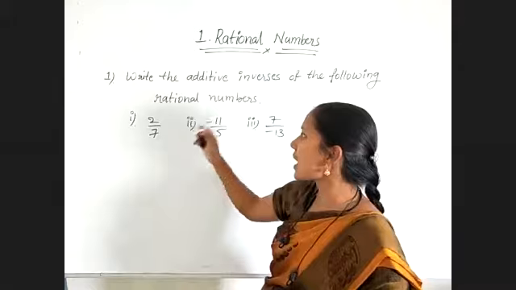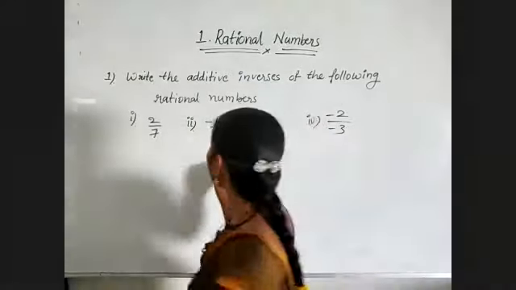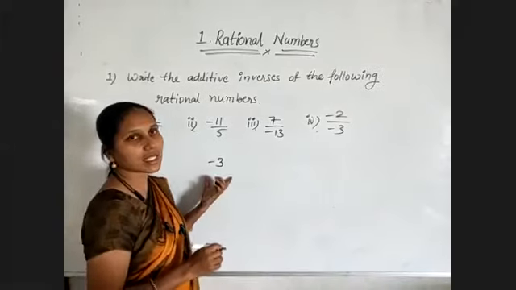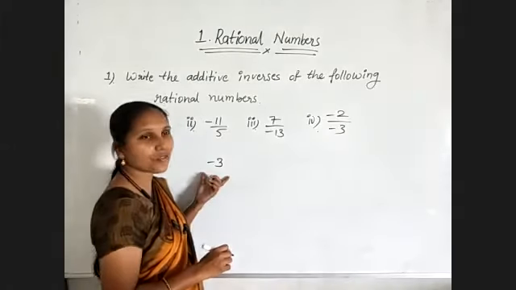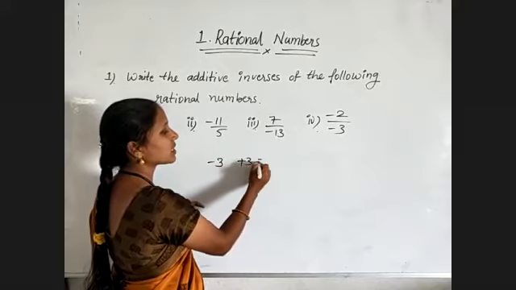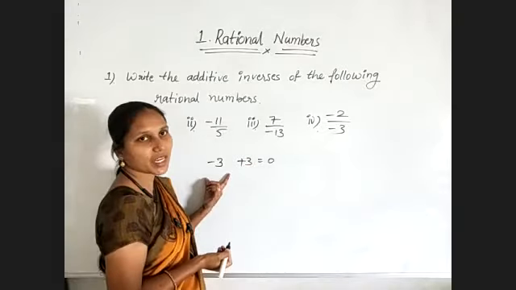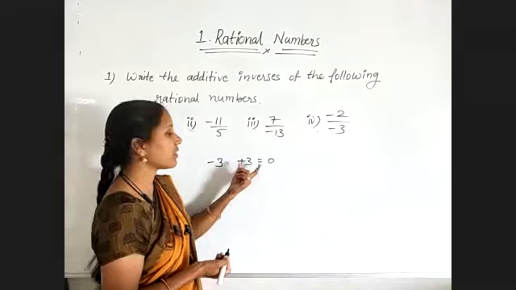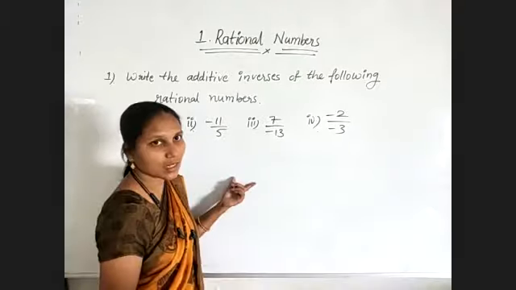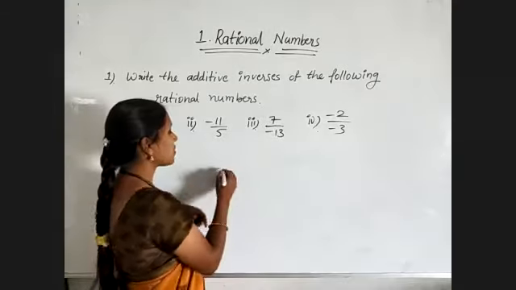For this, what is the additive inverse? We will find. See, for general numbers, I am taking -3. Minus 3 is an integer. What is the additive inverse of -3? Just +3 only. By adding +3, we will get the result 0. That's why +3 is the additive inverse of -3 and -3 is the additive inverse of +3. So the additive inverse of -3 is +3. Because it is a negative number, we are getting a positive number.